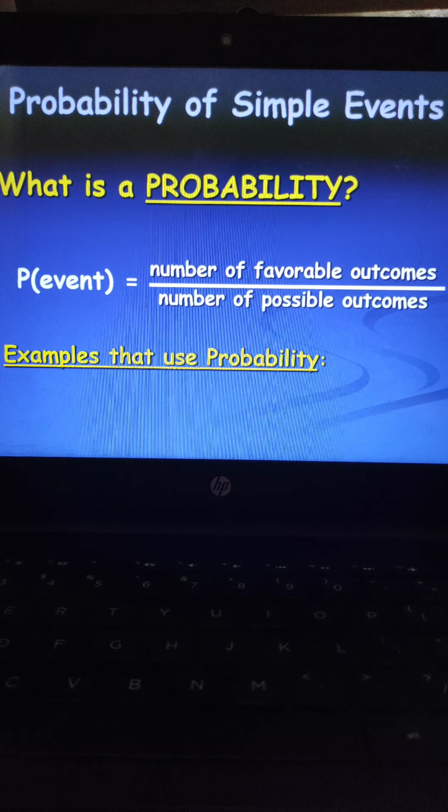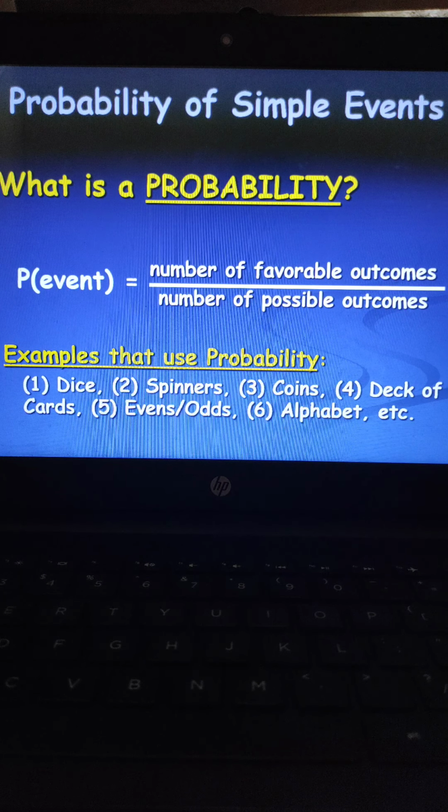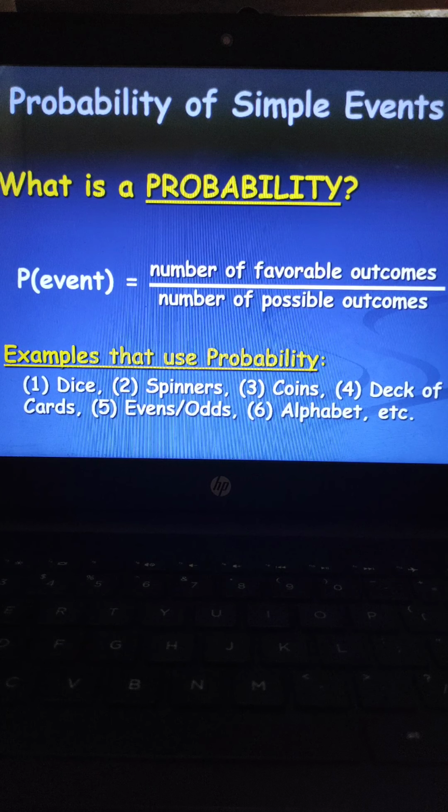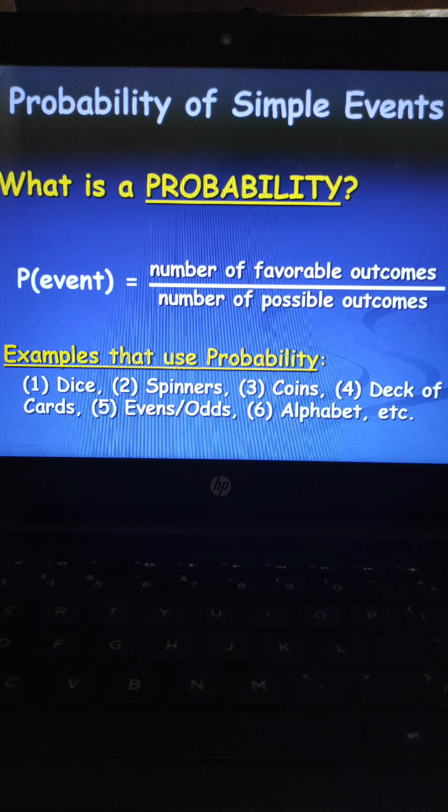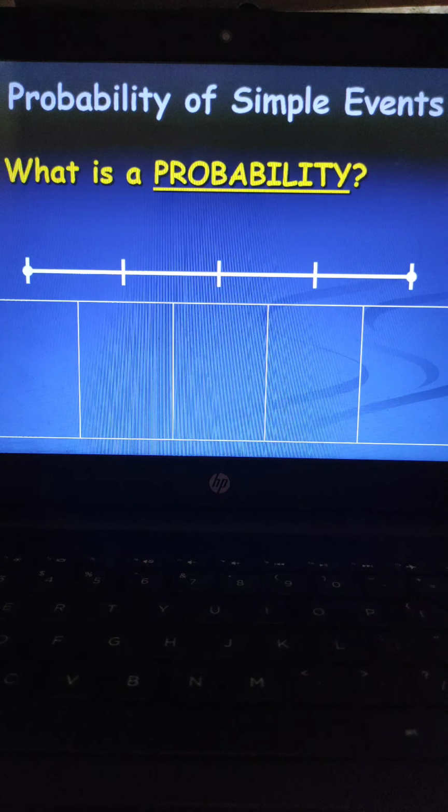Now here are the examples that use probability: dice, spinners, coins, the deck of cards, even and odd numbers, the alphabet, and so many others. The probability of an event is the likelihood of its occurring. Thus, we may use some common words to describe likelihood.